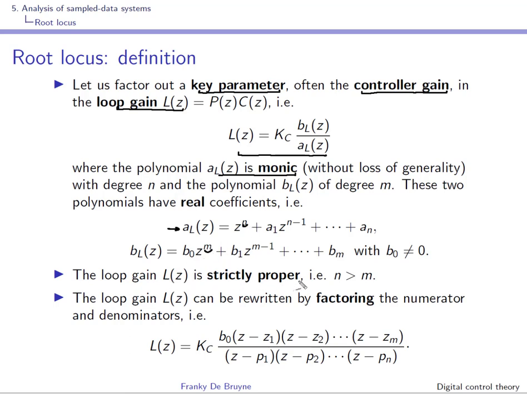We'll assume that the loop gain is strictly proper. This is not a restriction because in practice the process will itself be strictly proper. If it's not, it would mean that you have a direct feedthrough, and in a practical system this is not to be expected. What you can then do is factor numerator and denominator and write this loop gain as follows. Since AL is monic, you have a 1 over here, and BL is not monic, so you have to take the B0 over here, which we assume, of course, to be different from 0.